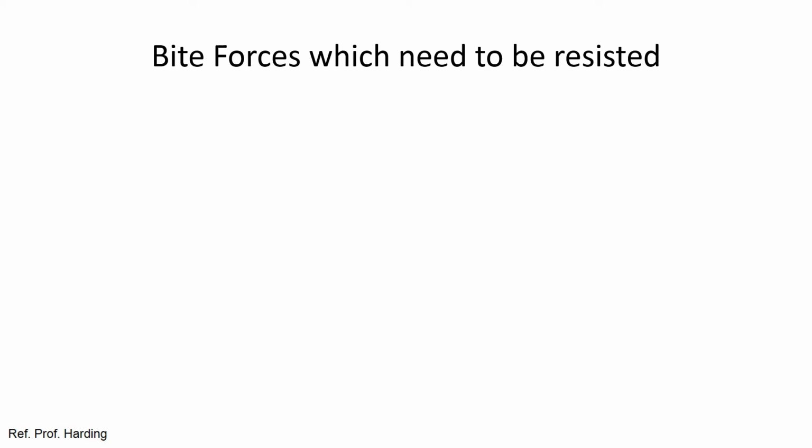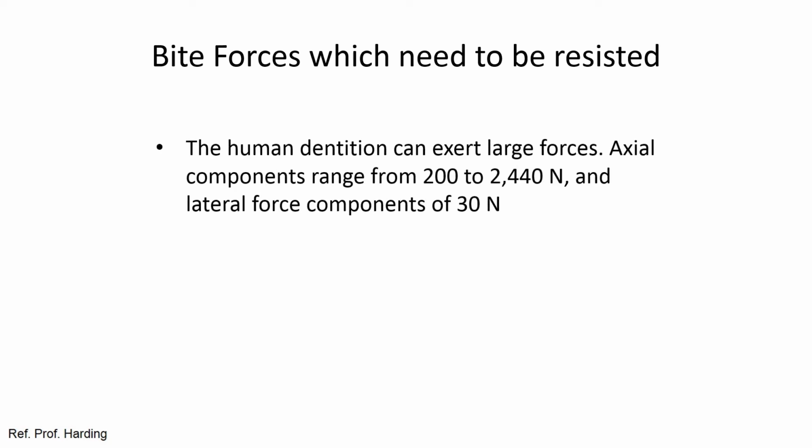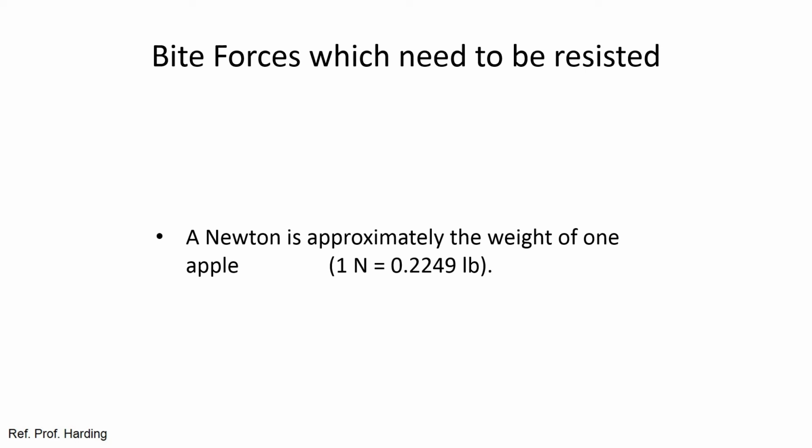So, the bite forces which have to be resisted. The human dentition can exert large forces. Axial components range from 200 to 2,500 newtons, and lateral forces can go up to 30 newtons or higher. So what is the weight of a newton? The weight of a newton is approximately the weight of one apple. So 1 newton means the weight of one apple, which is in the region of 0.2 of a pound.